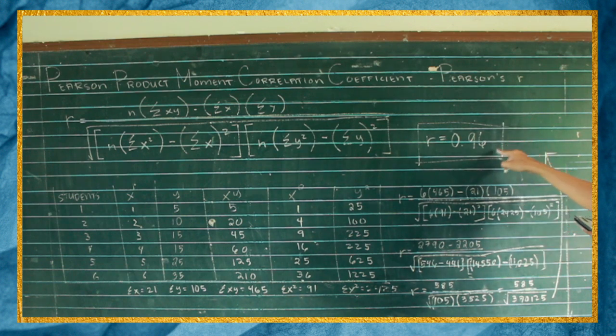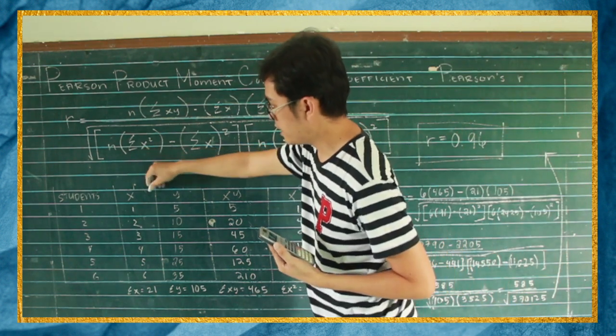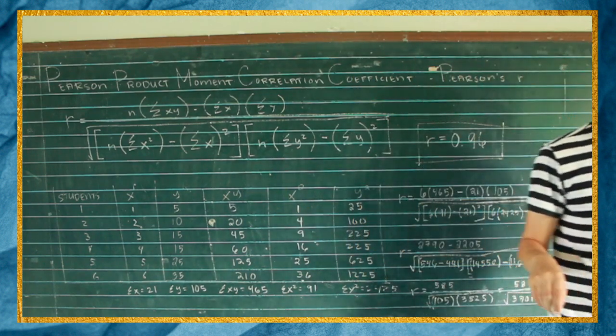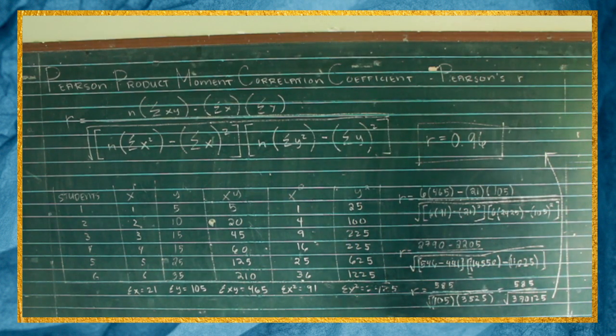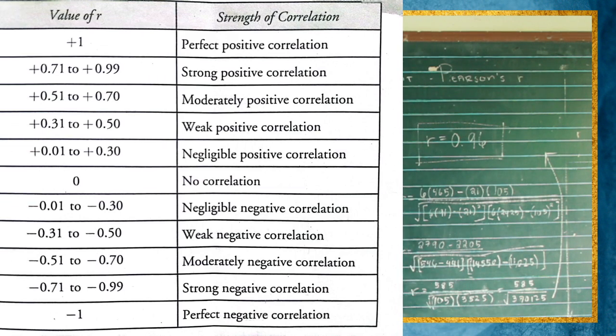Ngayon, ano yung kinalaman nito ng result na to sa number of hours studying sa result ng exam? So, pag nakuha nyo yung value ng Pearson r, kailangan nyo mag-refer sa table. Ito po yung strength of correlation. Again, ang r natin ay 0.96. So, saan siya kasama? So, meron tayo dyang positive 1. So, that is a perfect positive correlation.